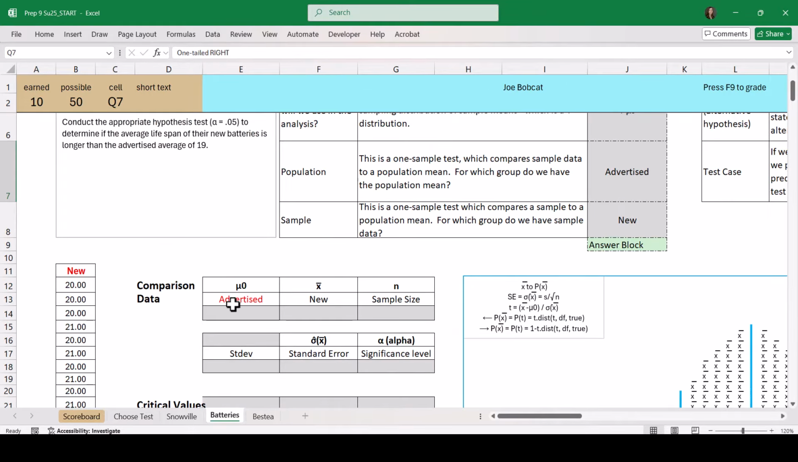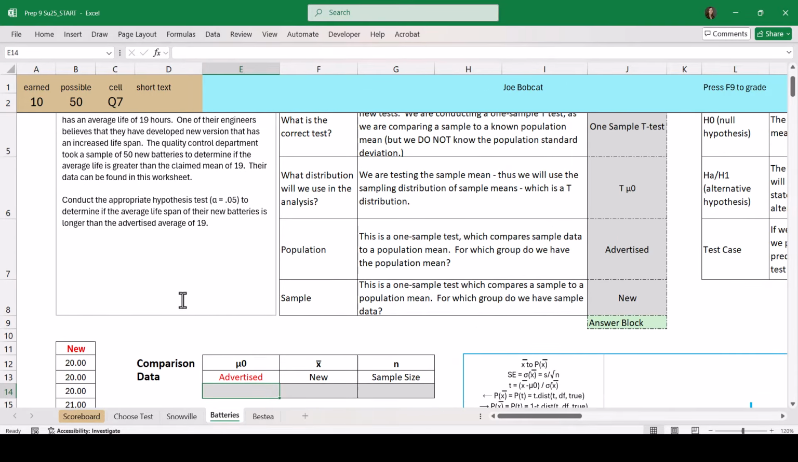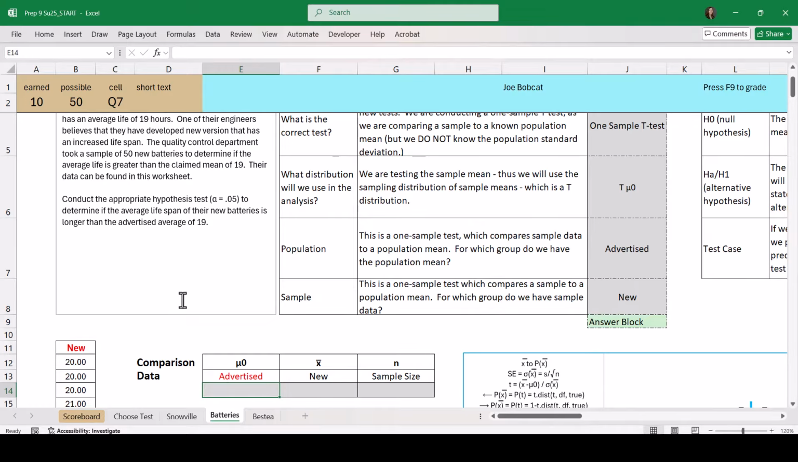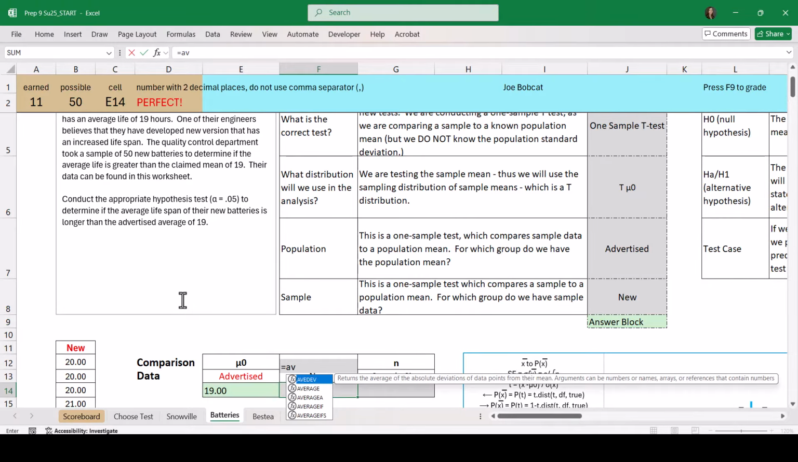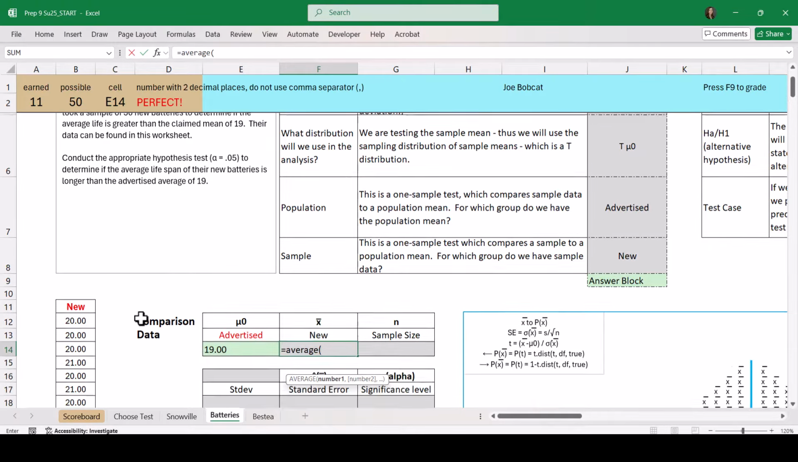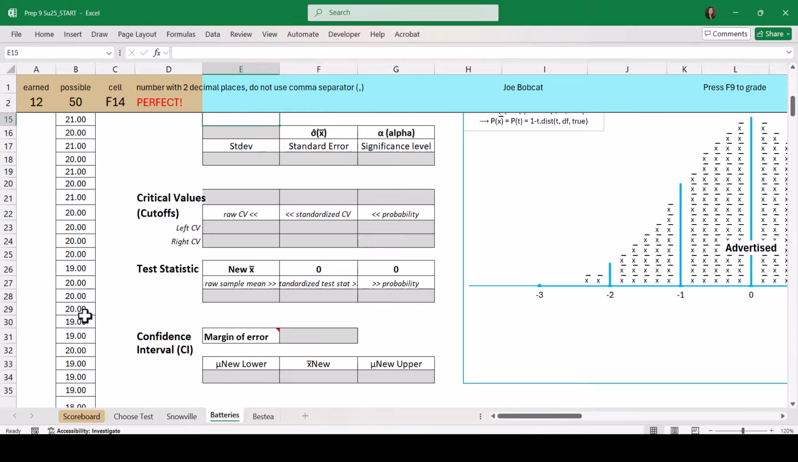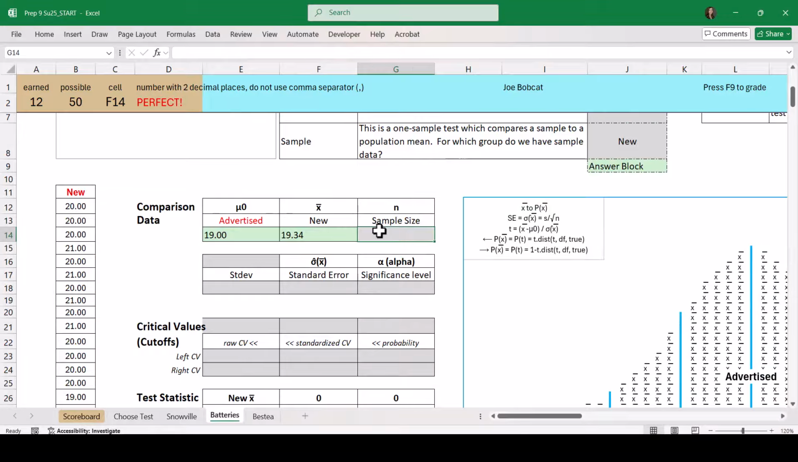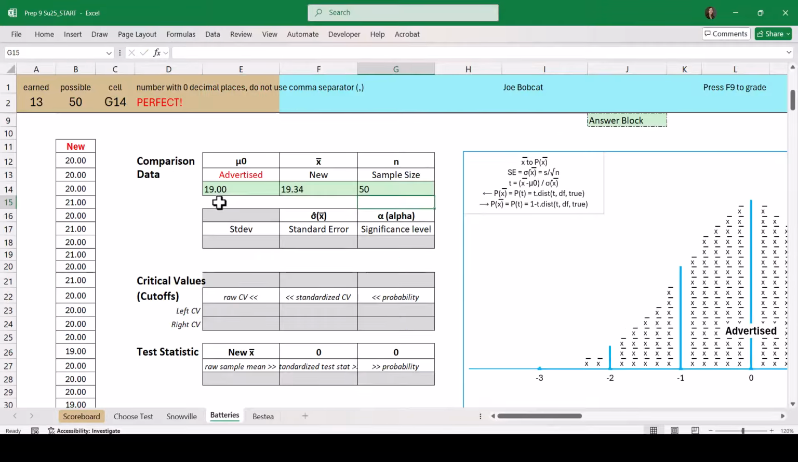Now we can start filling in our calculations. The advertised lifespan is the population mean, 19 hours. And then for the new battery, we have a sample. So I'm going to compute the average. And I got an average of 19.34. It said in the research description this was based off 50 batteries, but let's use the count function. Yes, and we have 50 batteries.